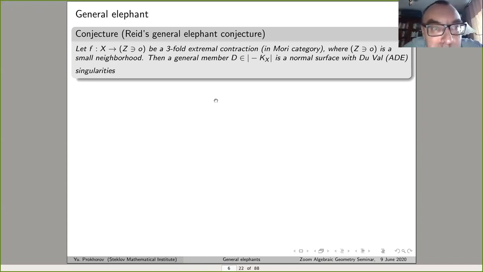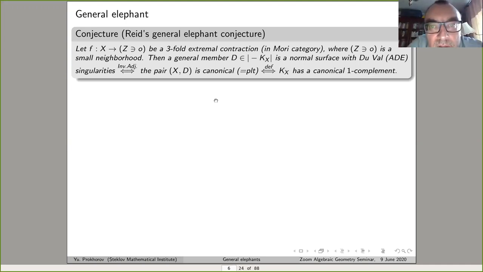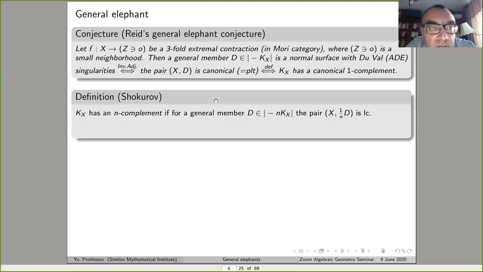Of course, I should say that this is not true in general. For Fano varieties with terminal singularities, it may happen that this linear system is even empty. But it works well in many cases. By inversion of adjunction, this property is equivalent to canonicity of the pair (X, D), and the same as the PLT property. And also, by Shokurov's definition, it means that K_X has a canonical 1-complement.